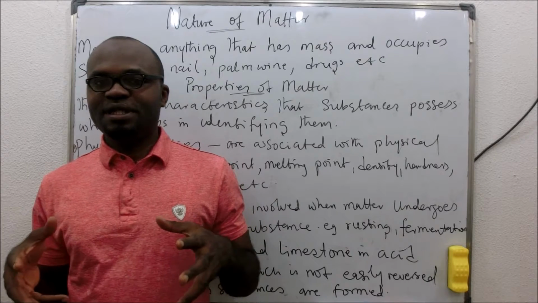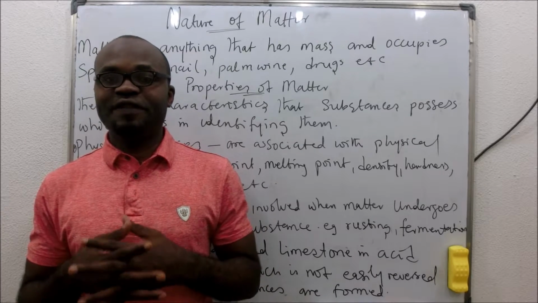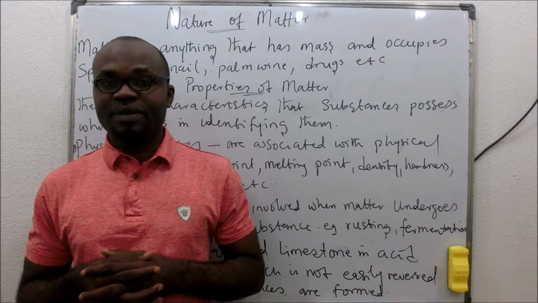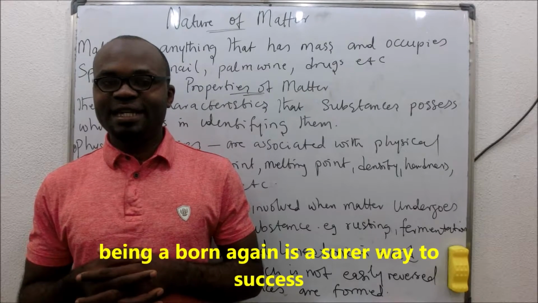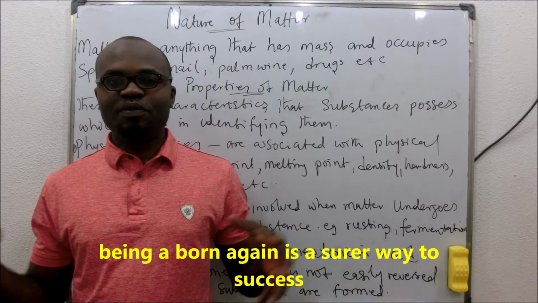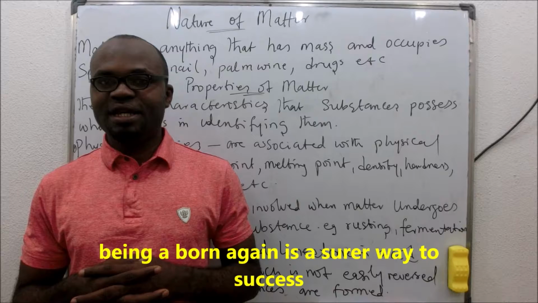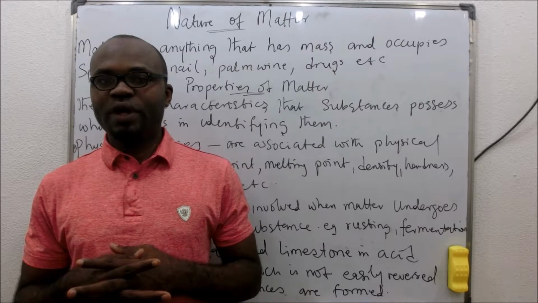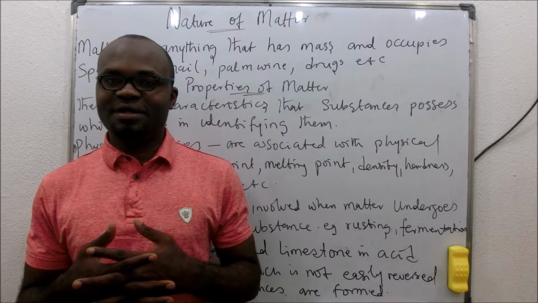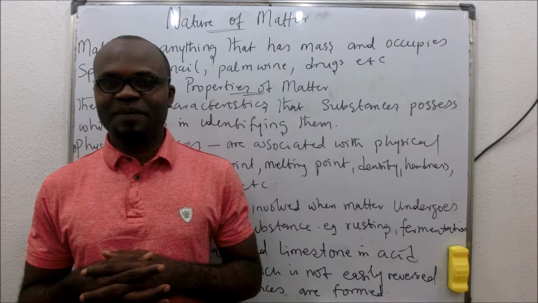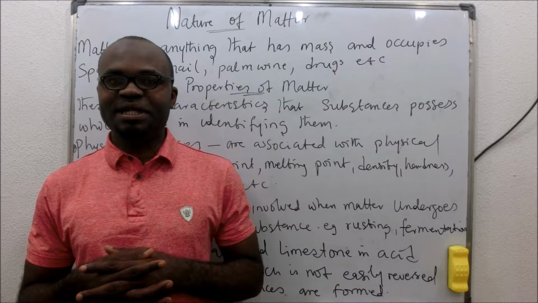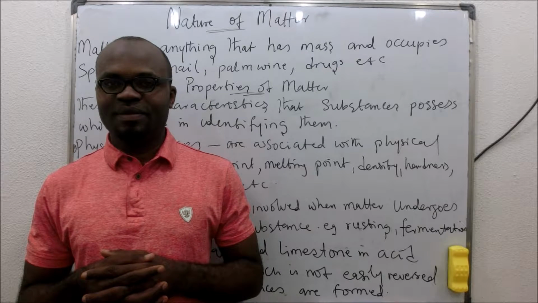The physical properties are those that are associated with physical change, such as boiling point, melting point, density, etc. Whereas chemical properties are those properties that are involved with the formation of new substances or new chemicals, as the case may be. Chemical properties are things like fermentation and roasting.